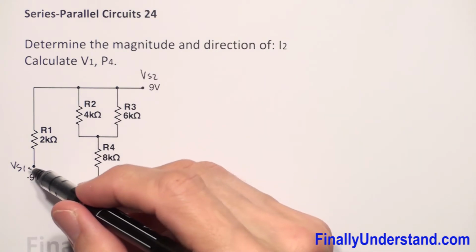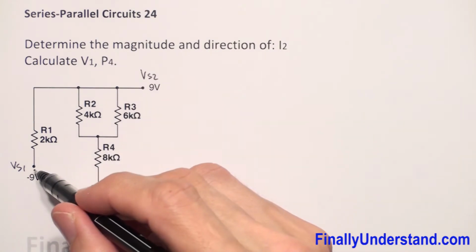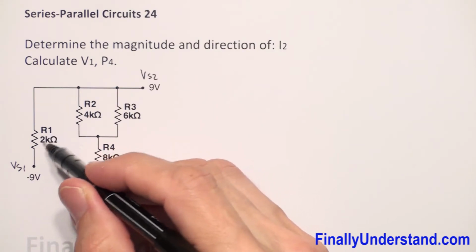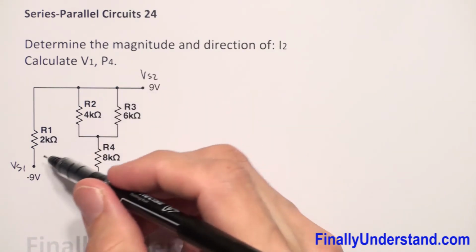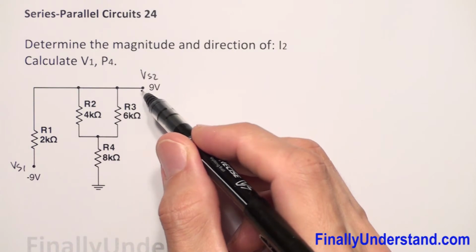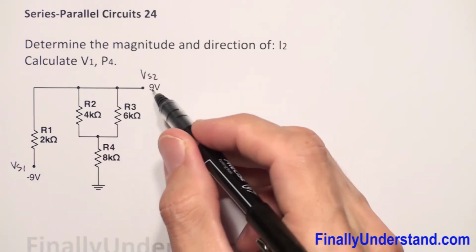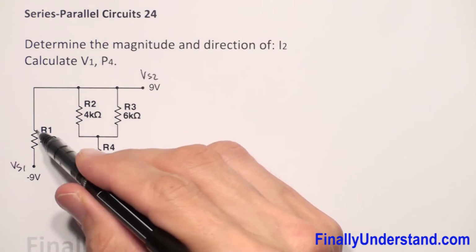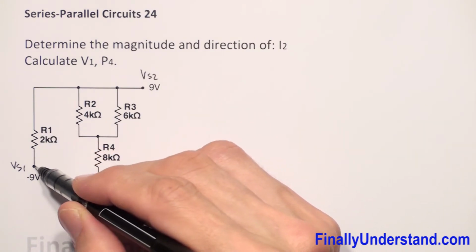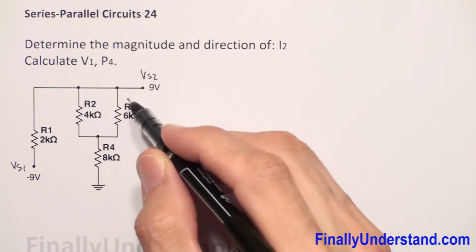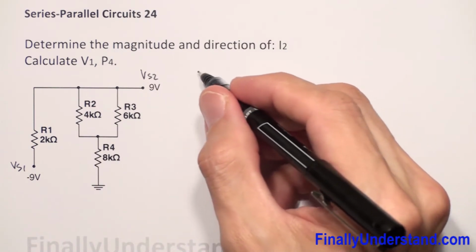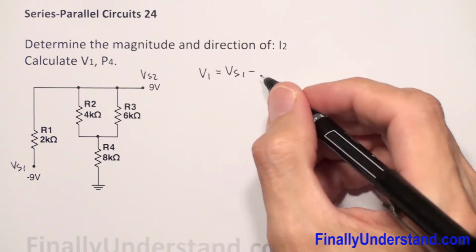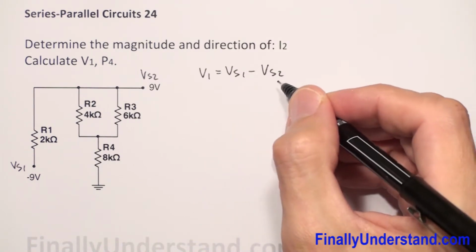So first, please realize that this resistor is connected to two voltage sources. This one is negative and this one is positive. So basically the voltage across this resistor is the difference between these two voltages. So I can say that my V1 is equal to voltage source 1 minus voltage source 2.